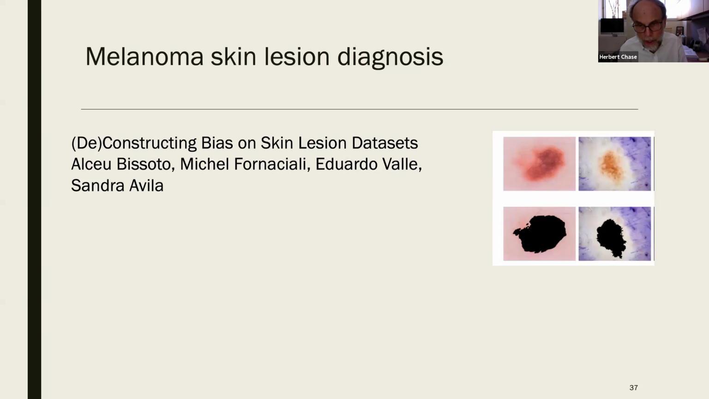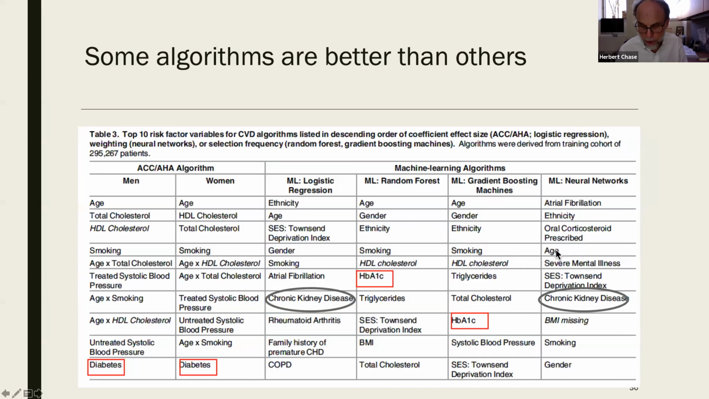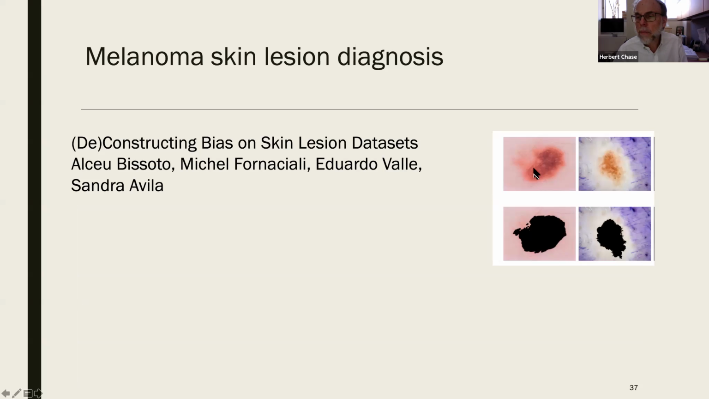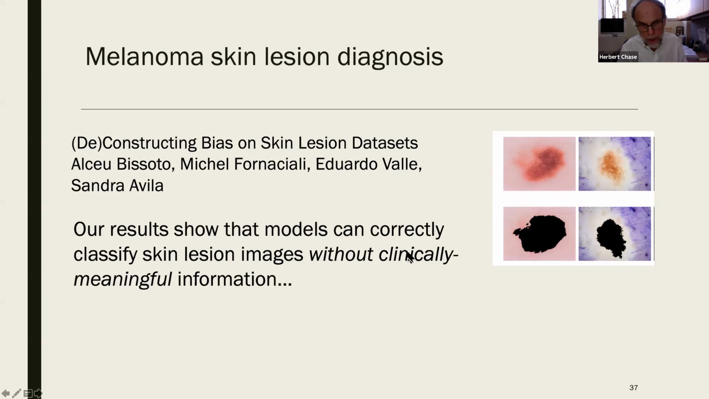And what they actually did is they showed that the machine algorithm that was developed after training on melanoma would identify patients with melanoma, even though the melanoma had been erased from the picture. So you see here that this is the picture without being photoshopped, and then they actually got rid of the melanoma and then asked the machine to classify it. And the machine basically said, well, this is melanoma, using information that had nothing to do with the patient's illness. I mean, this is their quote: Our results show that models can correctly classify skin lesion images without clinically meaningful information.